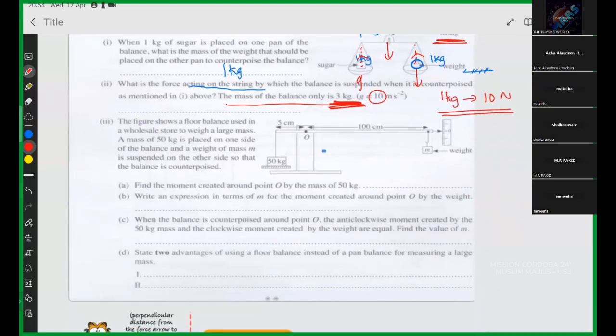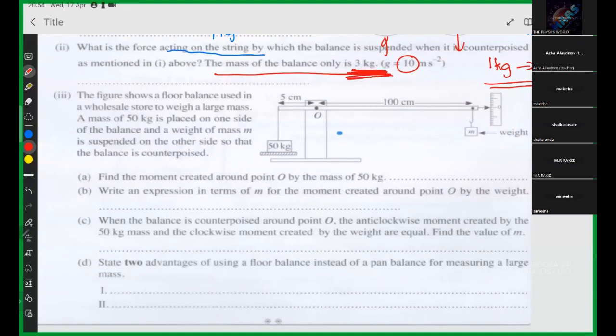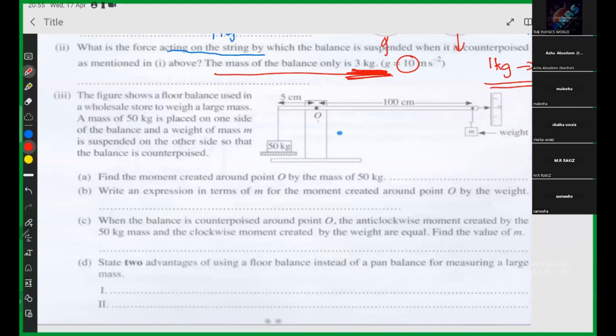So when you look at this, the same diagram they are explaining in this paragraph. Read the A part. Find the moment created around point O by a mass of 50. Point O is this. Around point O by this 50 kilogram, what is the moment created? Moment equals F into D. What is the force? You have to mention, it's not 50 kilogram, then 50 into 10 Newton. If you write it this way, it's fine. 50 kilogram into 10 meter second minus 2, which would give you this.